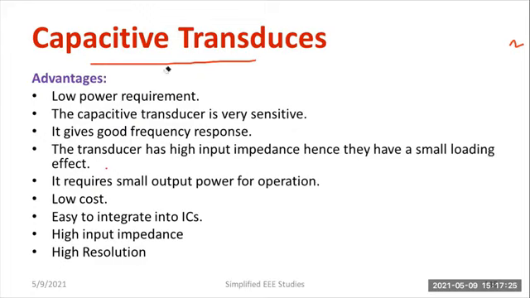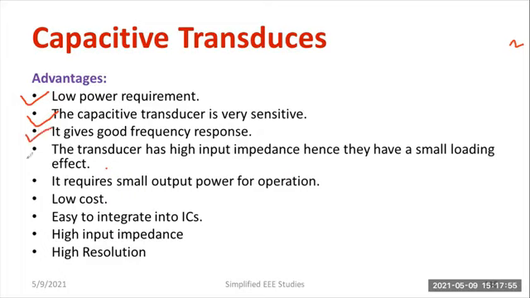What are the advantages of a capacitive transducer? Power requirement is very less. Then we can say that the capacitive transducer is highly sensitive, and also that it gives good frequency response. If you compute the frequency domain specifications such as bandwidth, gain crossover frequency, phase crossover frequency, then definitely you will be getting very good values.